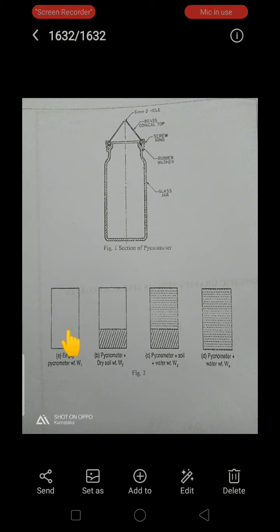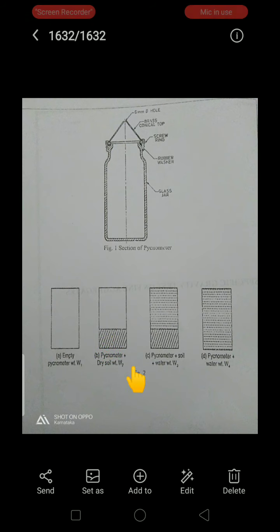Here the empty weight of the pycnometer will be our W1. Next, pycnometer plus dry soil. Inside the pycnometer, up to 1/3 height, we are going to fill 200 to 400 grams of soil. This shading line represents the soil here. Later we have to take the weight, which is the pycnometer weight plus the soil present inside. That will be our W2.